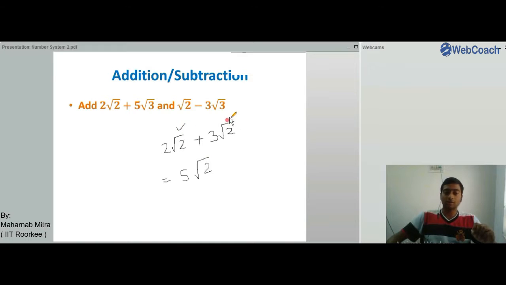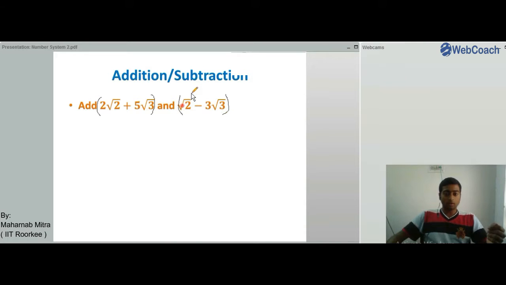Now in the similar fashion, you can see square root of 2 is just considered as a variable and kept intact. Only the rational part is operated, right? The rational part is only operated. So with this knowledge, let's try to solve this question. We should add this big number with this number, right? These are two numbers. As you can see, two square roots cannot be operated on each other here, as both are not the same, right?